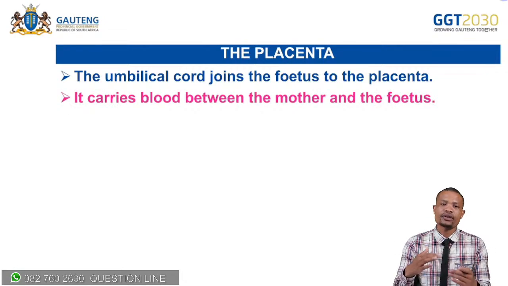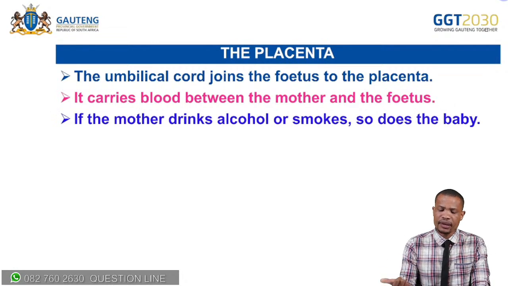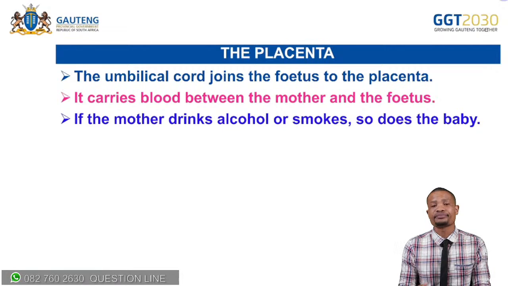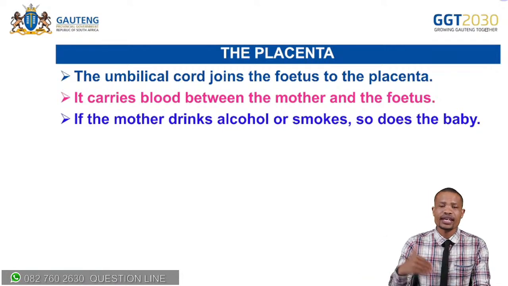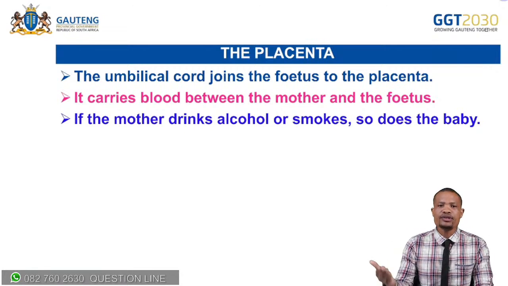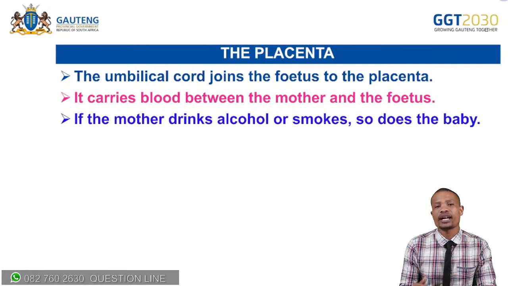This is the umbilical cord. It connects the two to each other. Okay? And it carries blood between the mother and the fetus. So if the mother happens to drink alcohol, guess what's going to happen? The baby is also going to get that alcohol. And if the mother smokes, the baby will also get to smoke as well.